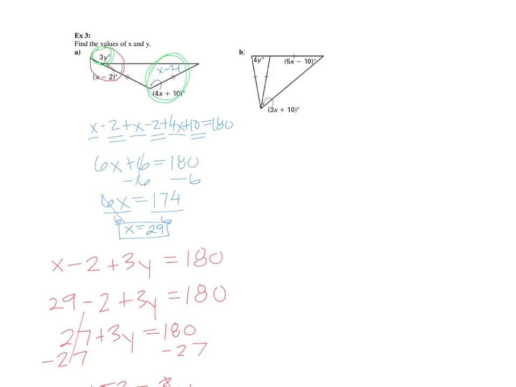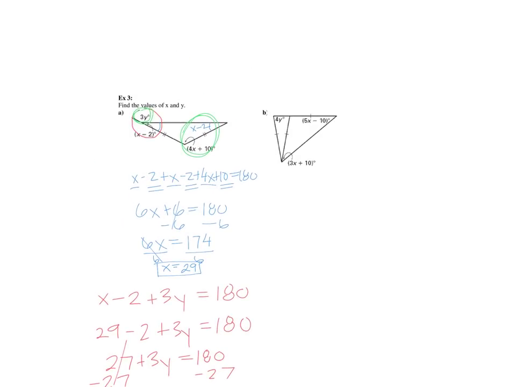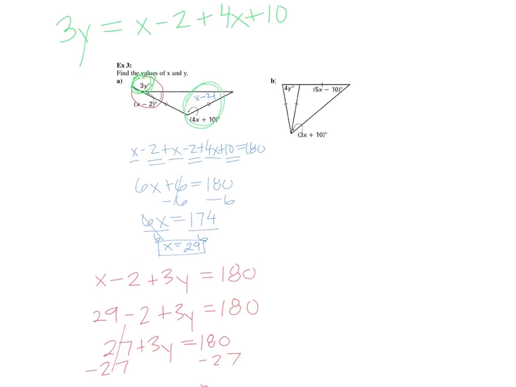Let me do it the other way as well. Let me just show you the setup if you wanted to do it the other way. You would say 3y is equal to x minus 2 plus 4x plus 10. All right, that's using the exterior angle property. All right, let's do part B now.